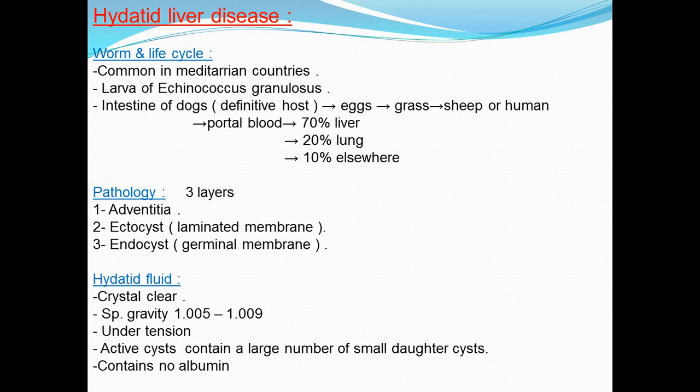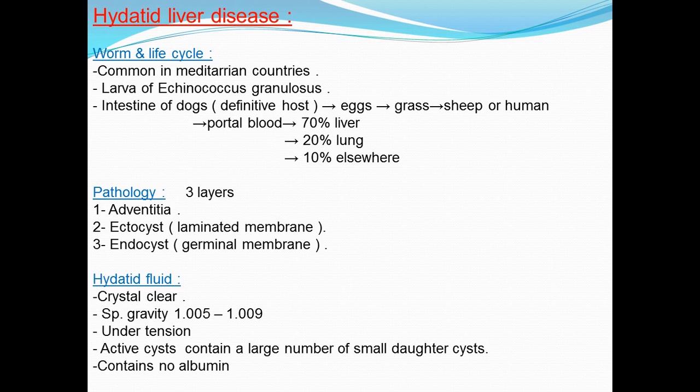We are going to speak about the most important type of cyst in the liver, which is hydatid liver disease. Worm and life cycle: it is common in Mediterranean countries, caused by larvae of Echinococcus granulosus. The intestine of the dog is the definitive host, leading to eggs. Eggs go to the grass, and then to the sheep or human, and go to the portal blood. 70% goes to the liver, 20% to the lung, 10% elsewhere in the body.